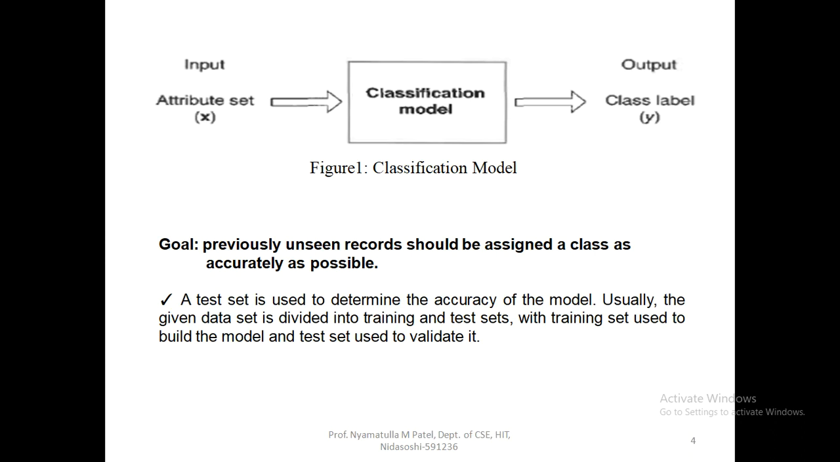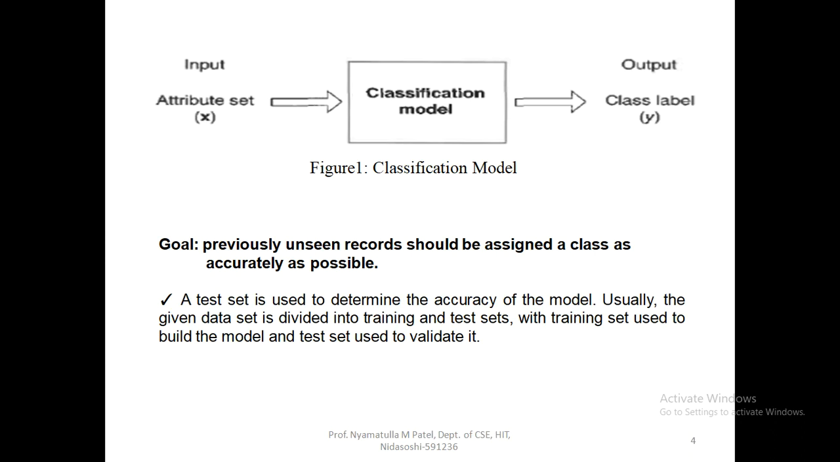Whenever you give any unseen record to the classification model, this classification model should be able to categorize that particular object, and it should assign a class as accurately as possible. A test set is used to determine the accuracy of the model. So that is nothing but the input. Input is given to the classification model.